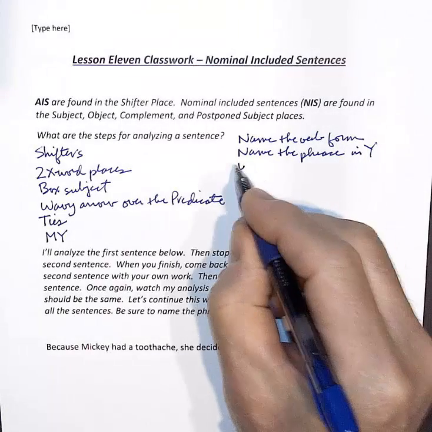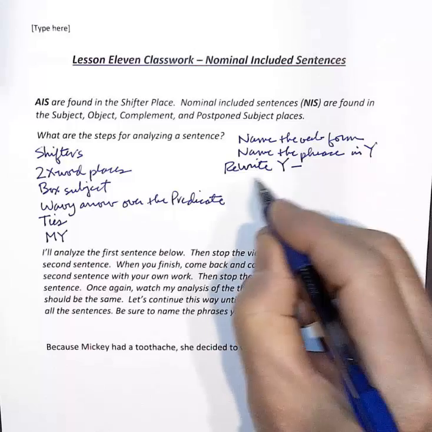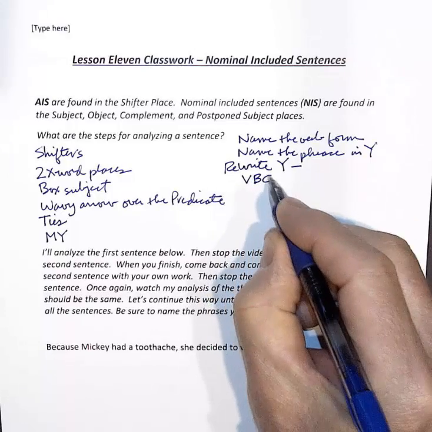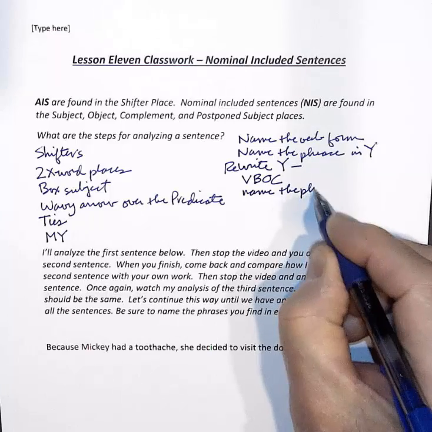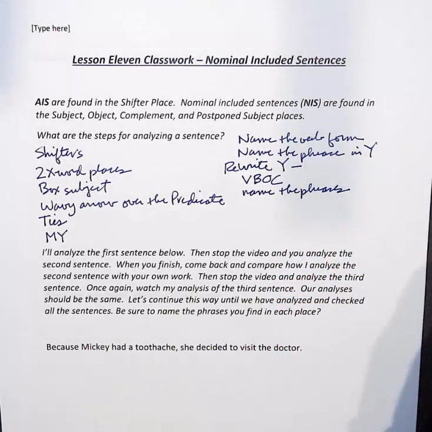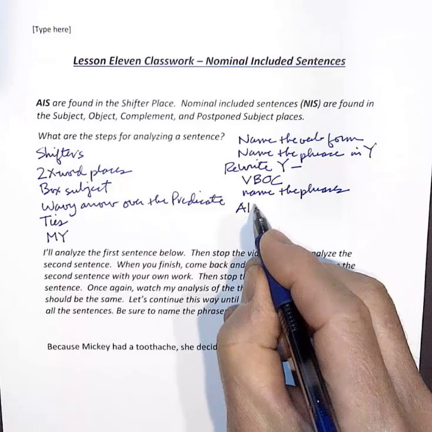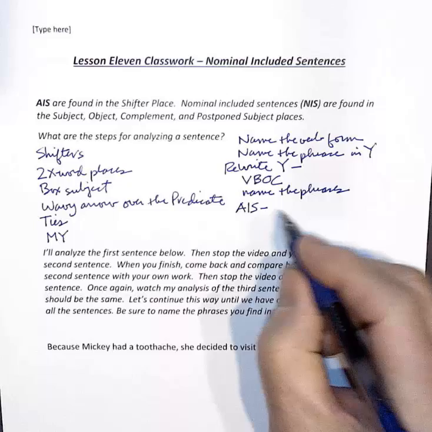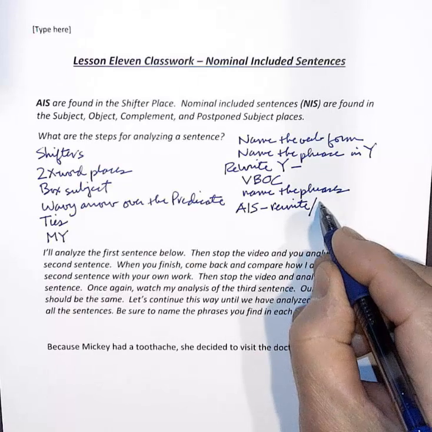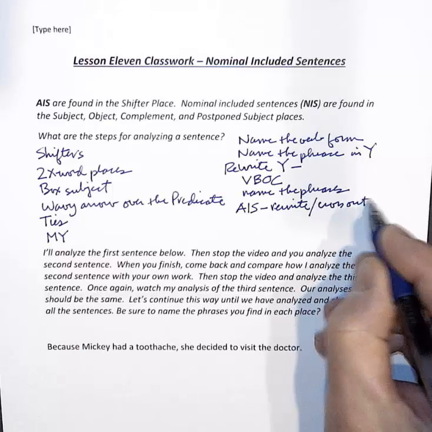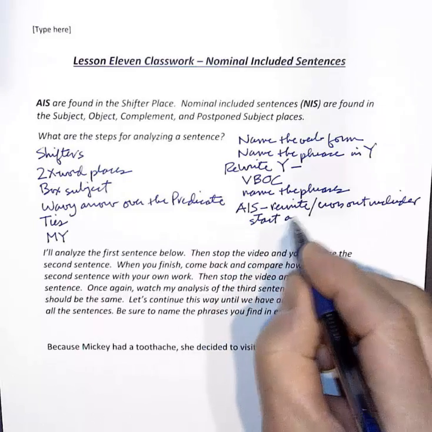We rewrite Y, and we look for the verb, particle, object, complement places, and name the phrases we find in the object and complement. Then we take a look and see, are there any adverbial included sentences? If the answer is yes, rewrite them, cross out includer, start again.